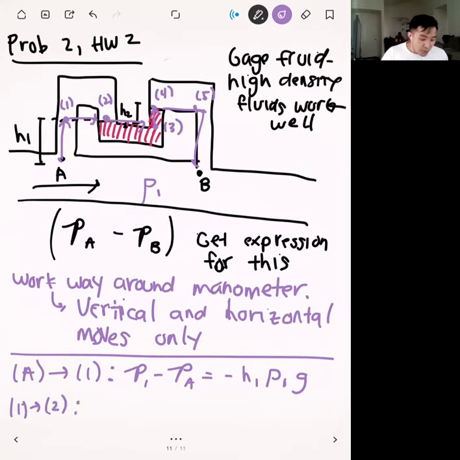All right, so next we're going to go horizontally across, from point 1 to point 2. And we know when we make a horizontal move, we just do P1 and P2, and those two are going to be equal.